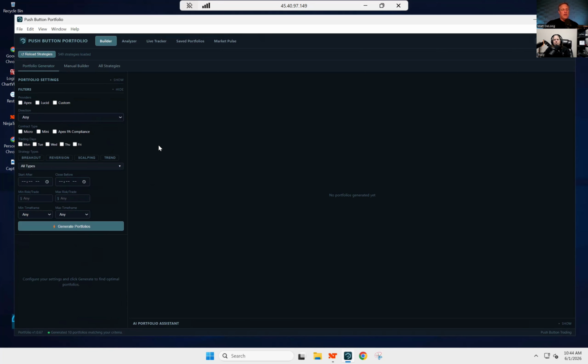So I'm going to hide the portfolio settings. Everything looks good by default there. If you're using a smaller account size, you have to know what micros and minis are, what those mean. You can use either one or both.